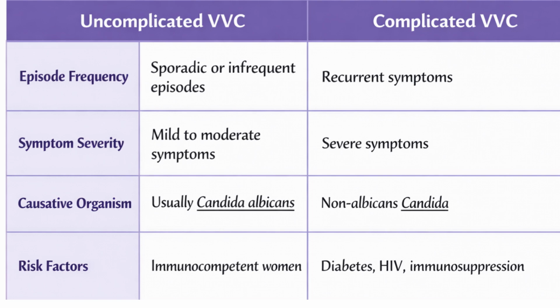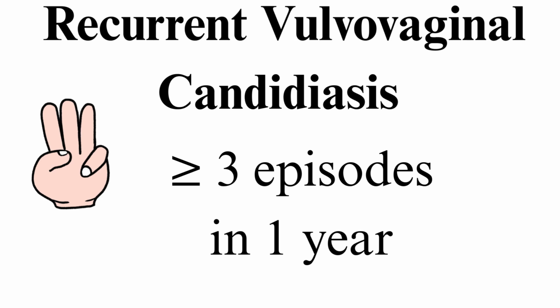Vulvovaginal candidiasis is classified into uncomplicated and complicated forms. Uncomplicated VVC is characterized by sporadic or infrequent episodes, mild to moderate symptoms, infection usually caused by Candida albicans, and occurrence in immunocompetent women. In contrast, complicated VVC includes patients with recurrent or severe symptoms, infection caused by non-albicans Candida species, and those who are immunocompromised, such as women with diabetes, HIV infection, or those receiving immunosuppressive therapy. Recurrent vulvovaginal candidiasis is defined as 3 or more episodes occurring within 1 year.